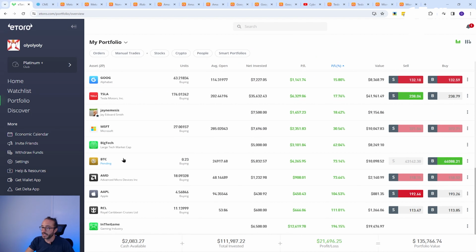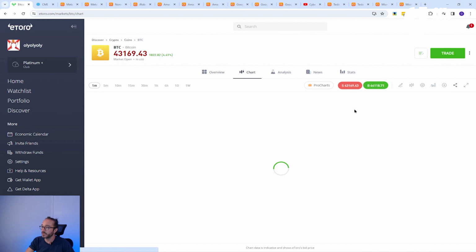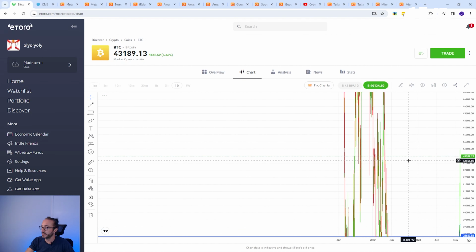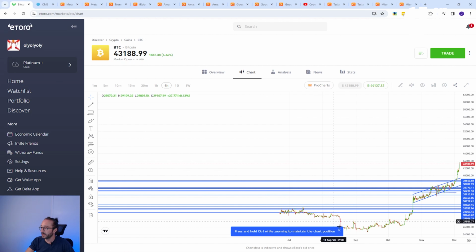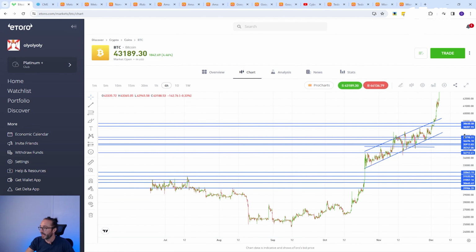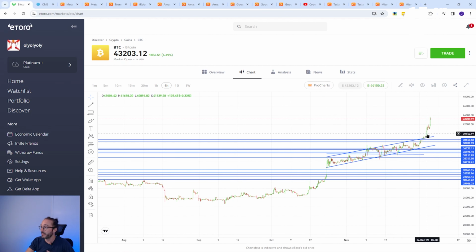Next on my portfolio update is Bitcoin, and this has just been on an absolute tear after the potential of a Bitcoin spot ETF being approved. So you can see on the 4-hour chart, we've just broken out of this channel here, and we're just trying to find a place to stop now. I want to buy more, but when I see this, I do get a little bit wary that we are just a little bit overextended.